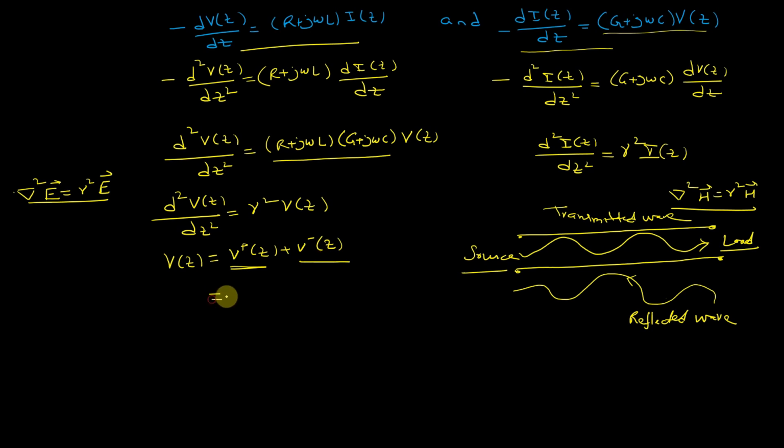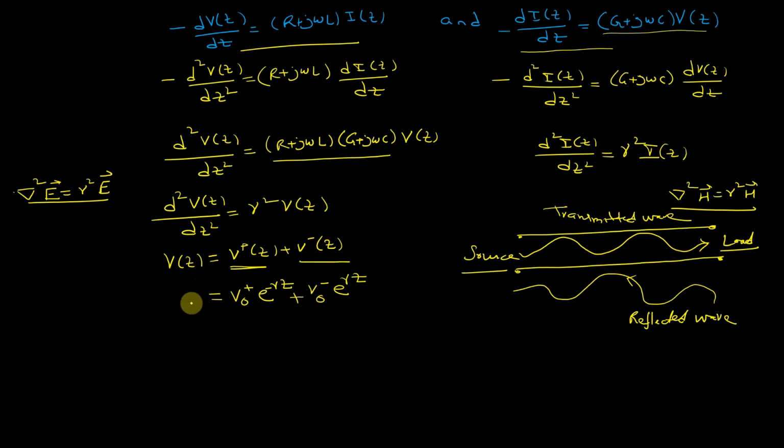So if you write that here, V naught plus e raised to power minus gamma z, this is a transmitted wave. As the wave travels from the source towards the destination, this amplitude will decrease. So this e raised to power minus gamma z signifies that, and plus V naught minus e raised to power gamma z, okay. So this is a reflected wave. This signifies that as we travel towards the source, the amplitude will increase.